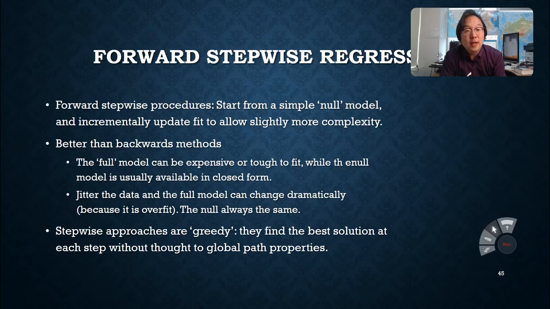The full model, okay, can be expensive or tough to fit, while the null model is usually available in closed form. Closed form means mathematically, formula-wise, tractable, mathematically expressible, okay? What do you mean tractable or closed form? For non-mathematicians, don't worry about it. Whether it is expressible with a mathematical formula versus not, okay, is the difference. Isn't all the numbers expressible with a mathematical formula? The answer is no. Only a small part of those numbers are expressible with a mathematical formula. The others are not really, okay? That's the difference. Jitter the data and the full model can change dramatically because it's overfit. The null model is always the same.